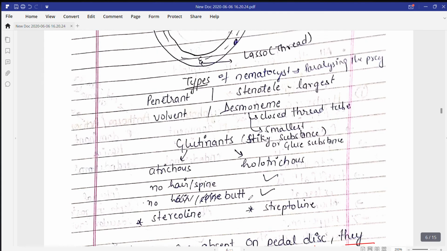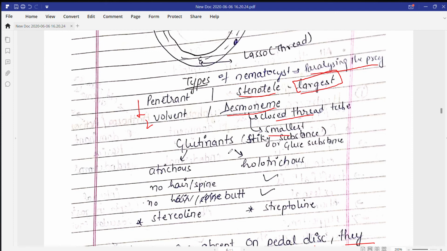And there are also different types of nematocysts or cnidoblasts that we study. They are basically responsible for paralyzing the prey. First is the penetrant type of nematocyst, also called stenotele. They are the largest type of nematocyst. Second is volvent, or desmoneme. They have a closed thread tube and they are the smallest one.